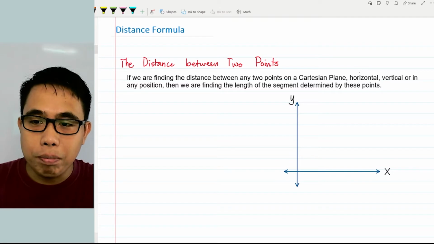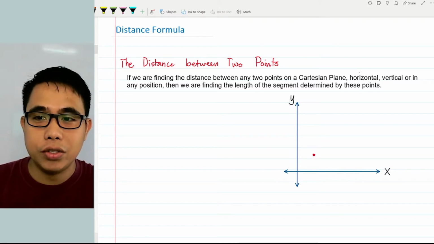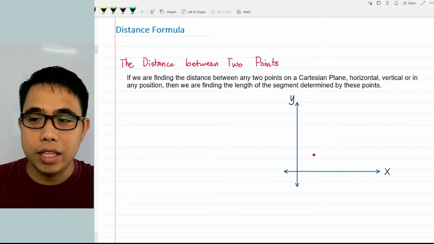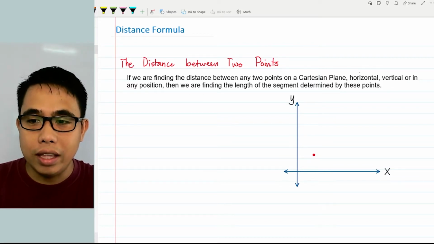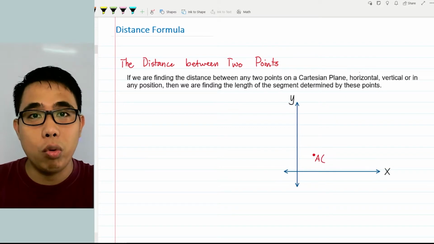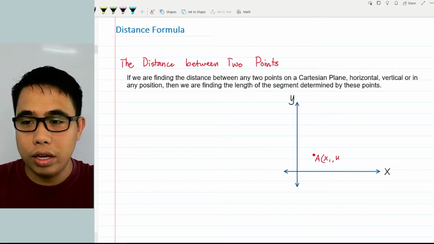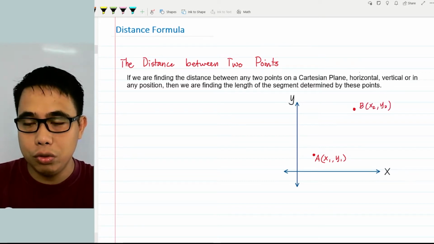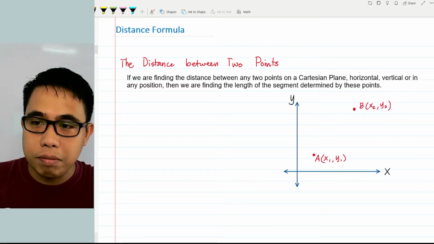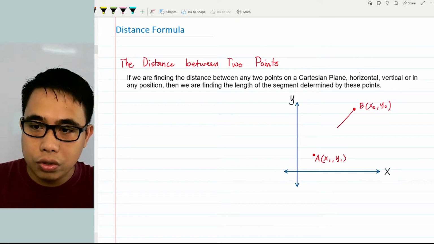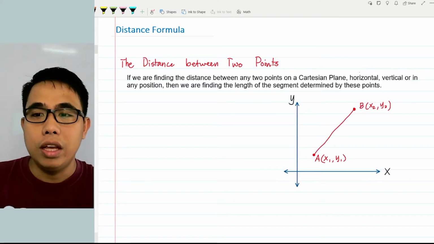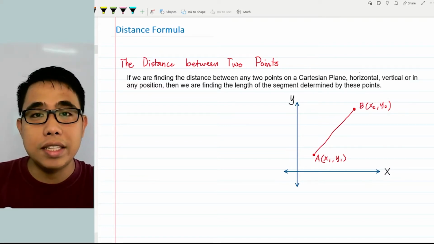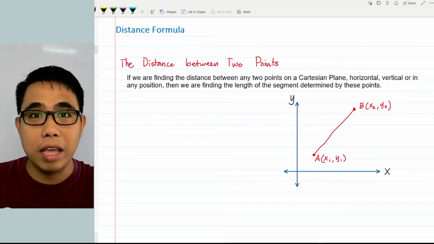So let us consider a point in a Cartesian plane. Let's consider this our Cartesian plane. This is the x-axis and this is the y-axis. And this point here, let's name it as point A with coordinates x sub 1, y sub 1. And another point in here, let's name this as point B with coordinates x sub 2, y sub 2. And if we find the distance between these 2 points, let's draw a segment. The distance of A and B is the same as the length of the segment AB.